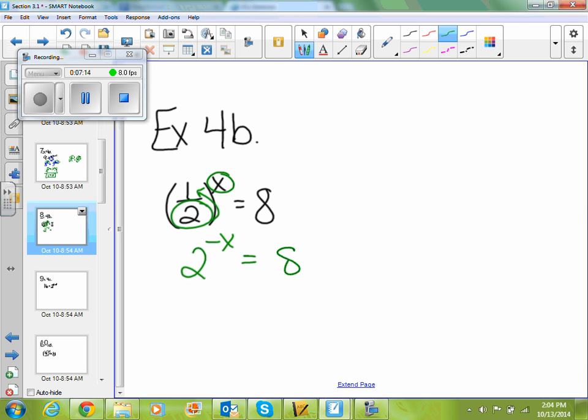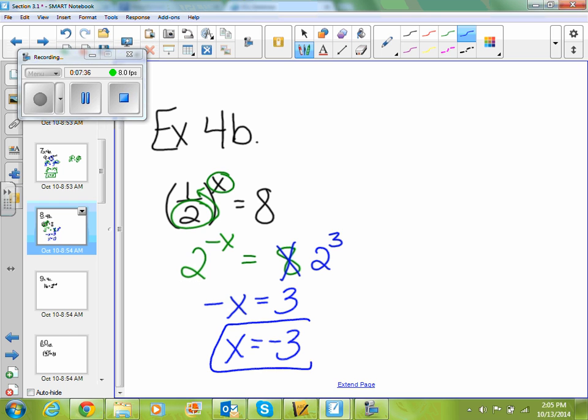equals 8. But I also want to change 8 to a base of 2, and I know that 8 is the same thing as 2 cubed. Since that's the same, that tells me that negative x is equal to 3. And so what does that mean x is equal to? Negative 3. Perfect. So we're always looking for bases of 2 or 3 generally. Those are going to be the ones that are the easiest to find.